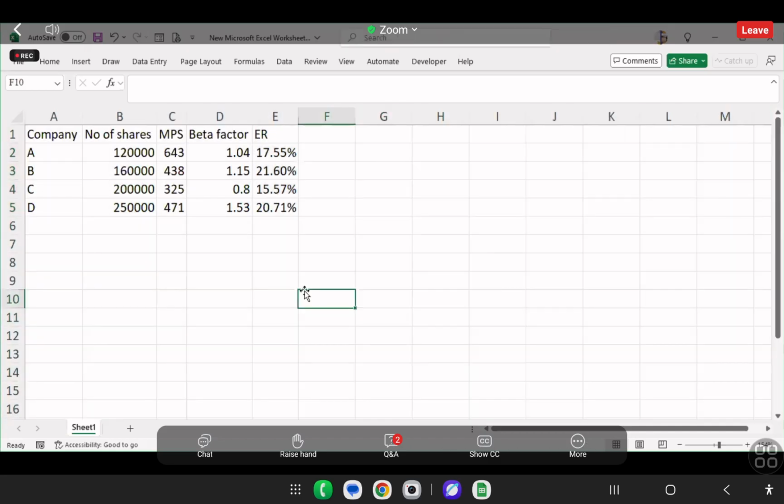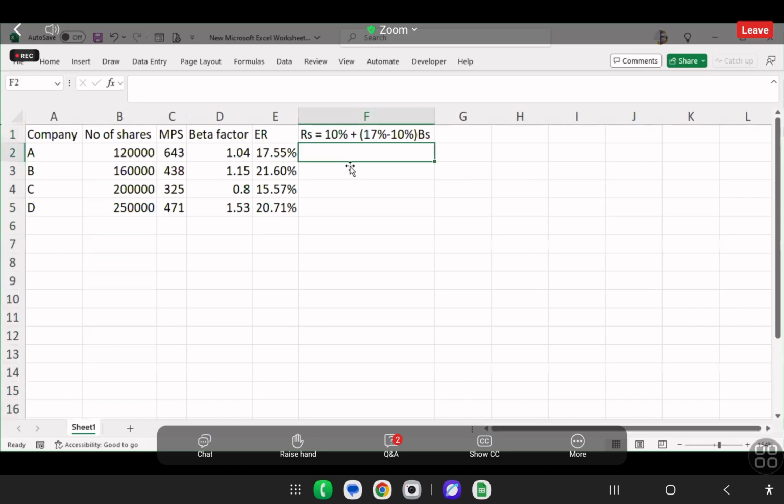That way, we need to determine, number one, the return of each security. Return for each security, using the capital asset pricing model, is equal to the risk-free rate. We are told that the risk-free rate is 10%. This plus, you open a bracket, the expected return of the market, 17%, minus 10%. You close the bracket, you multiply by the beta factor of the security. That is the way you go about it. How do we get to this? The first one is equal to 10%.